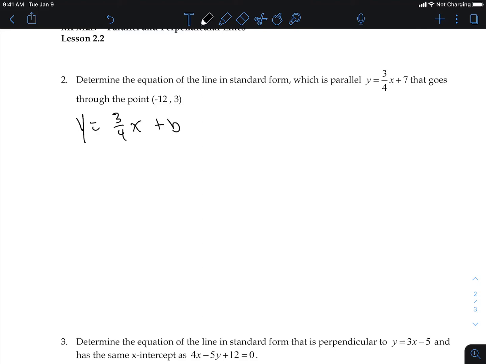Is that okay with everybody? That's fundamentally what parallel lines are. Okay, we've already seen that. Now, you also already know how to do the next part. You have an x, you have a y, plug them in, solve for b. Let's do that. Now you know what the y-intercept of this new line is, right? So 3 equals 3/4 times -12 plus b.